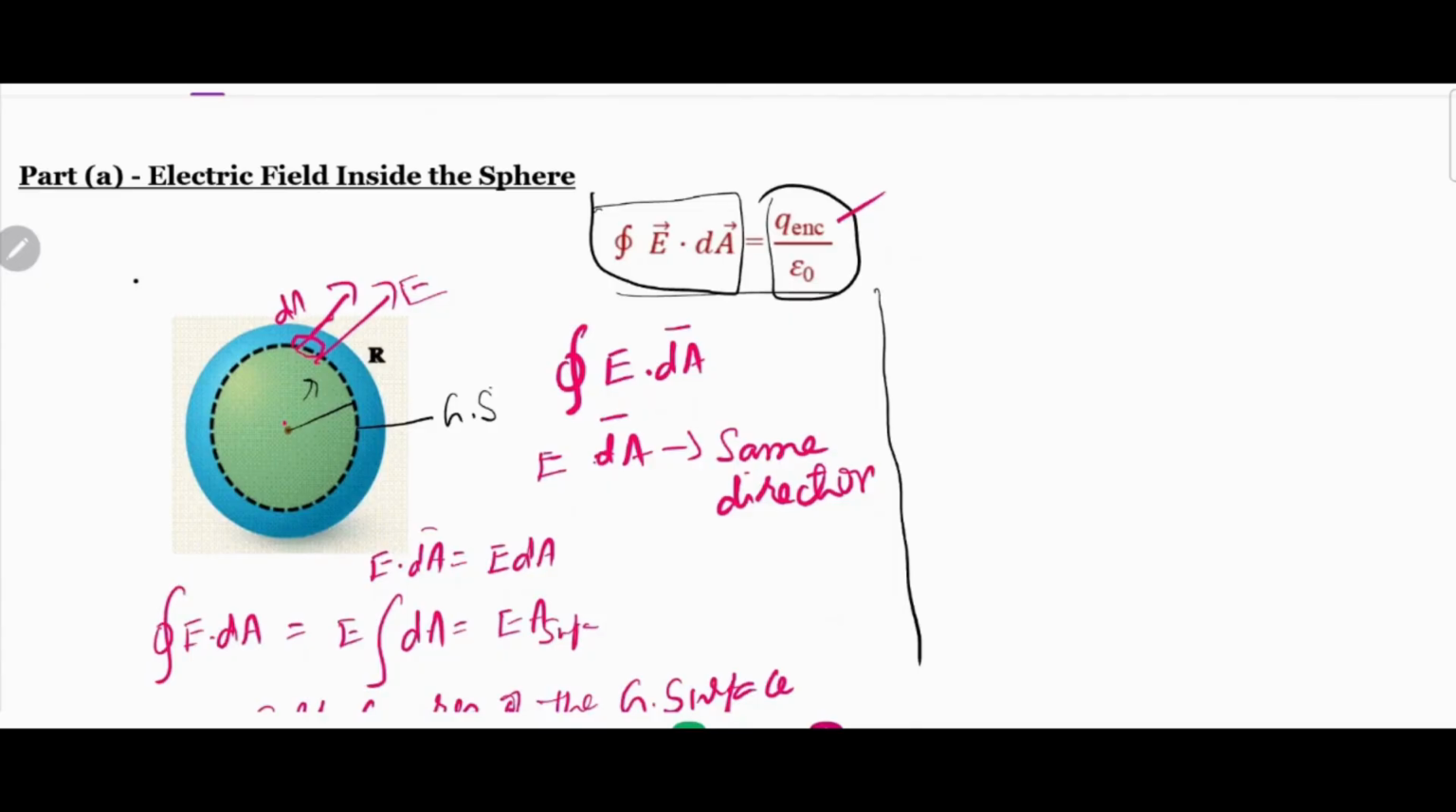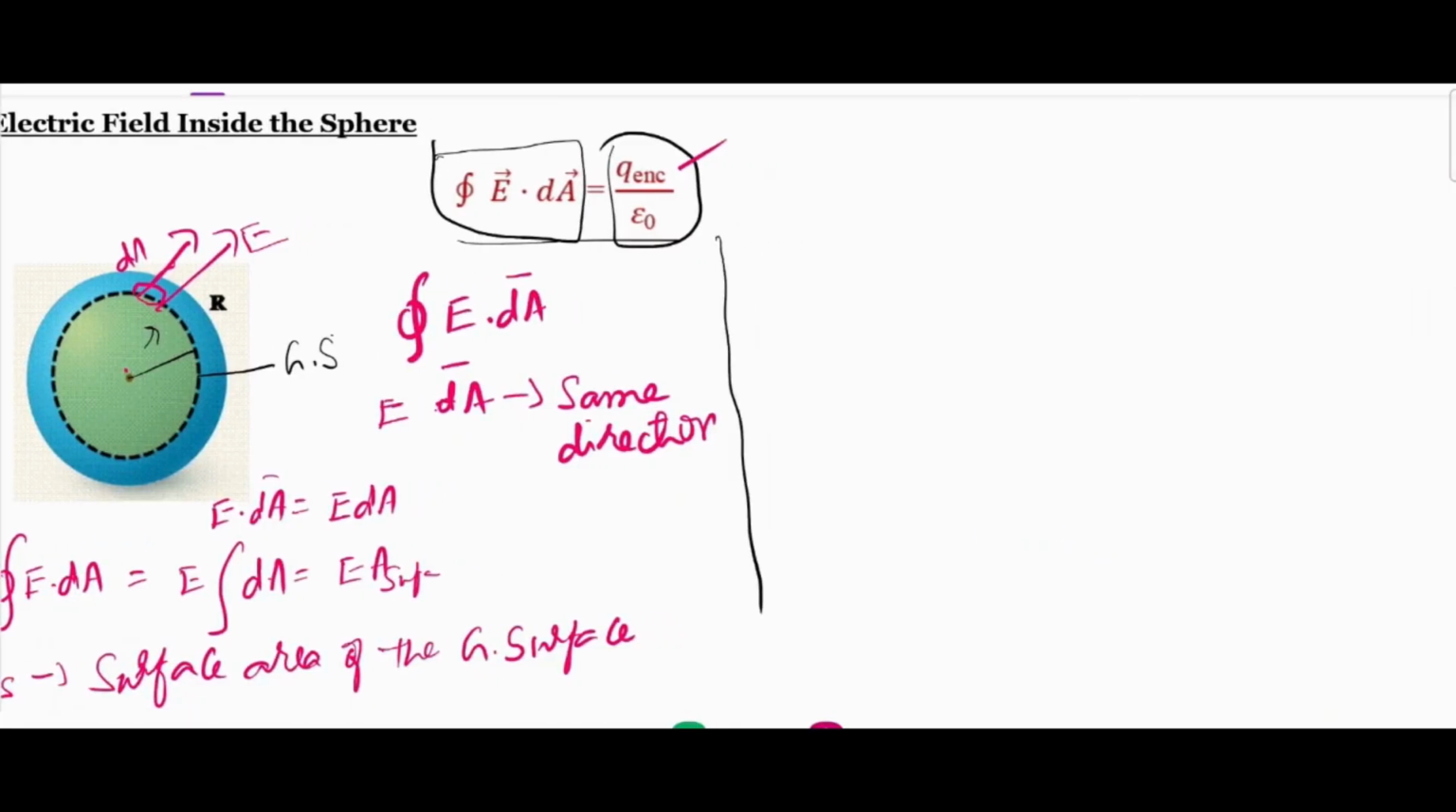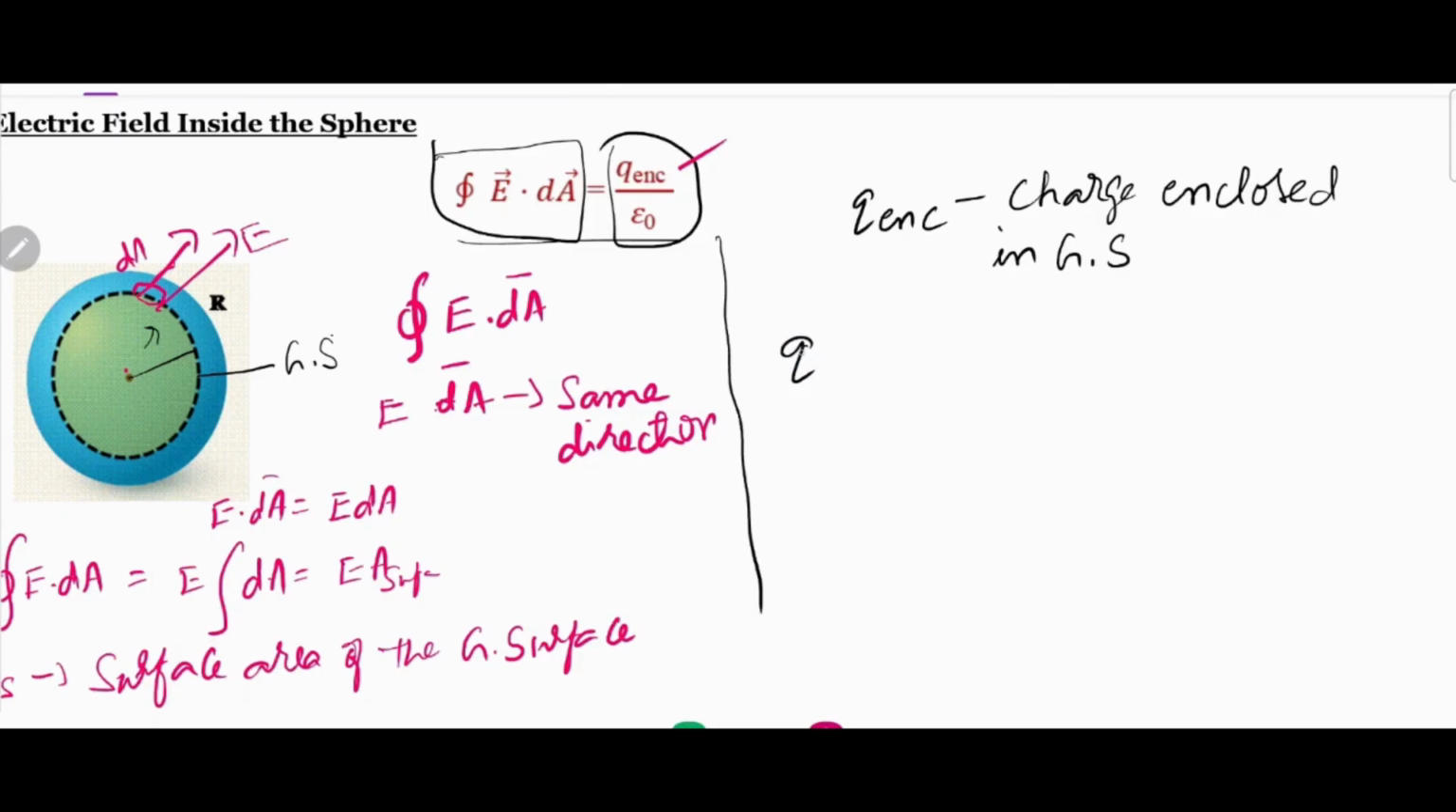Here epsilon naught is a constant, it is the permittivity. Now we have to find the charge enclosed, Q enclosed. That is nothing but the charge enclosed in the Gaussian surface. So this is very important. How to find the enclosed charge? Q enclosed can be found using the volume integral of rho into d tau.